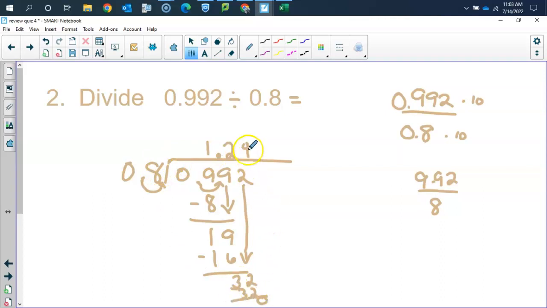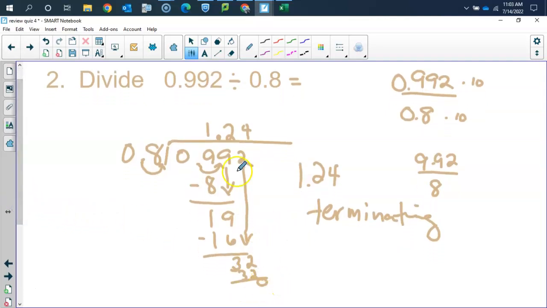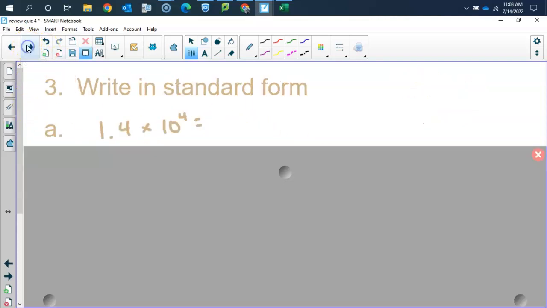Remainder 0. So our answer is 1.24, and this is what we call a terminating decimal. If you ever get a remainder of 0 and you are done dividing, it's terminating. That means that is the exact answer. Now, there are also repeating decimals where you never get a remainder of 0. You guys also learned about those, and you write that answer with a bar over it.